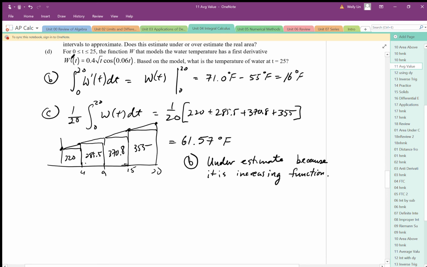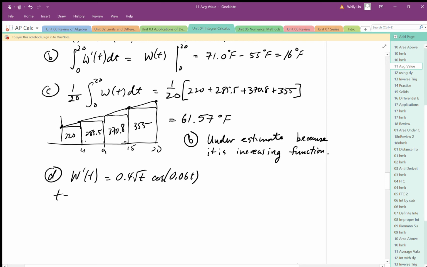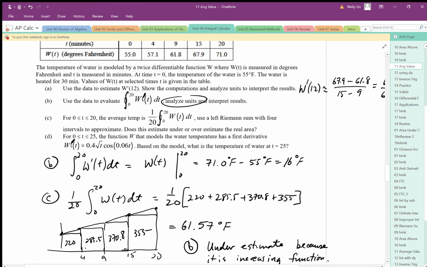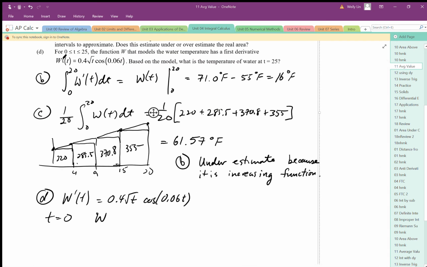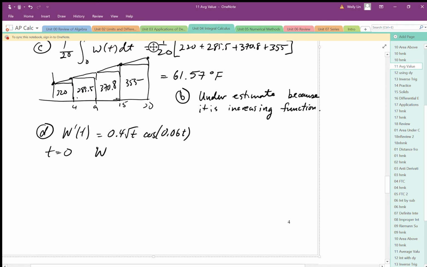Okay, so for the last part here, D says for the interval, the W that models the water temperature is the first derivative. The first derivative function is W prime. They actually give you the function this time. Okay, and it asks you to find the water temperature at 25 seconds. Okay, so we know that T equals 0. The water temperature at 0 is 55 degrees Fahrenheit.